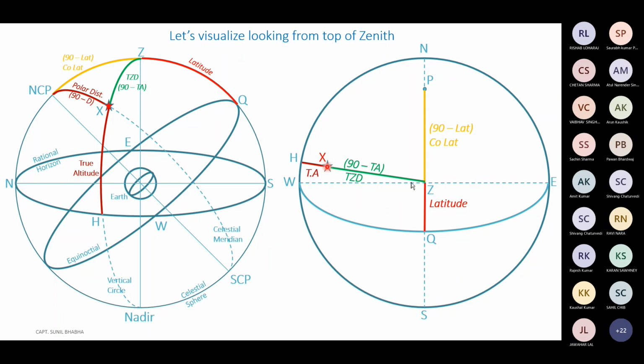So beta, last we saw was the side ZH. This ZH, which was a vertical circle in the celestial sphere diagram, is represented as a straight line in the rational horizon diagram. The ZX part is equal to the true zenith distance, which is 90 minus true altitude, and the HX part is the true altitude of the body. So let's proceed from here and finish off the missing parts of the PZX triangle.